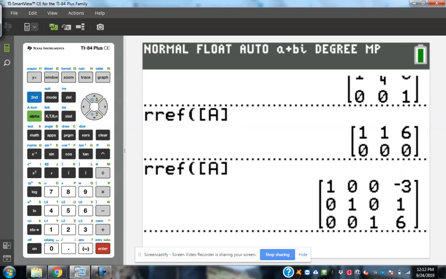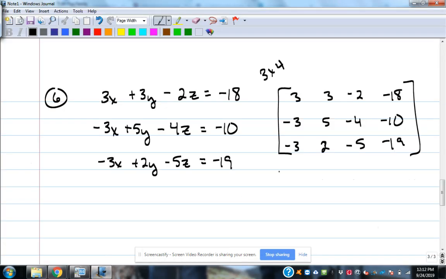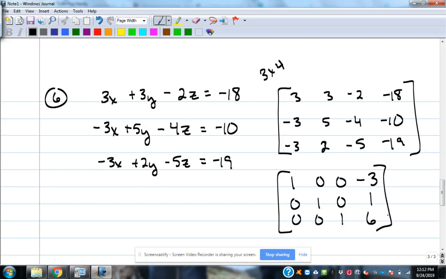And there we have a reduced row echelon form of 1, 0, 0, negative 3; 0, 1, 0, 1; 0, 0, 1, 6. If you didn't get those numbers on the end, you had to have had something mistyped into the equation. Now that's a lot better for three variable systems. It really is worth it on that to have this method for solving.